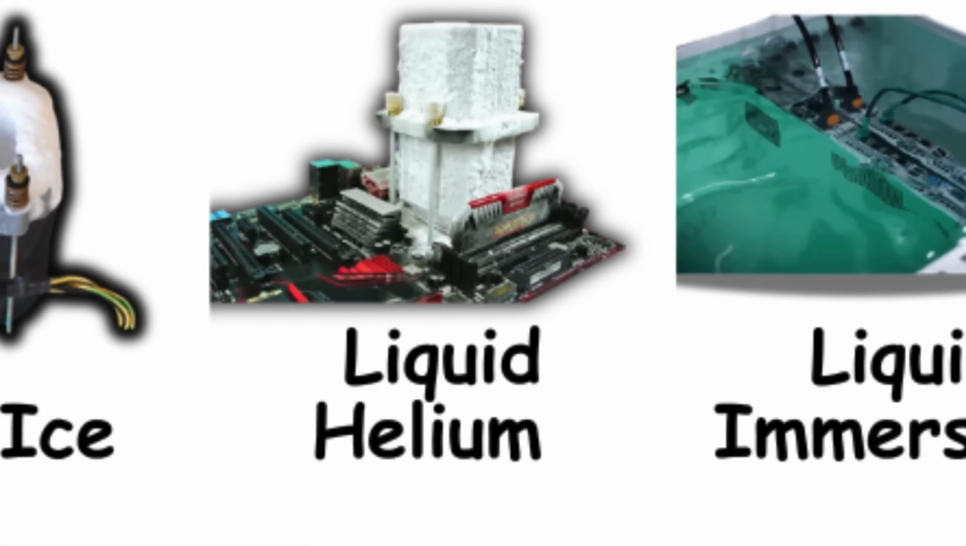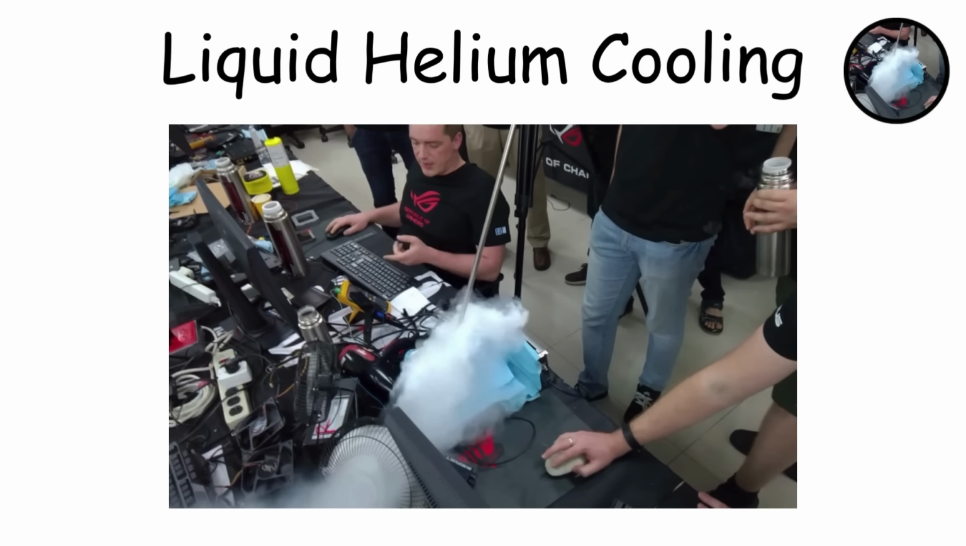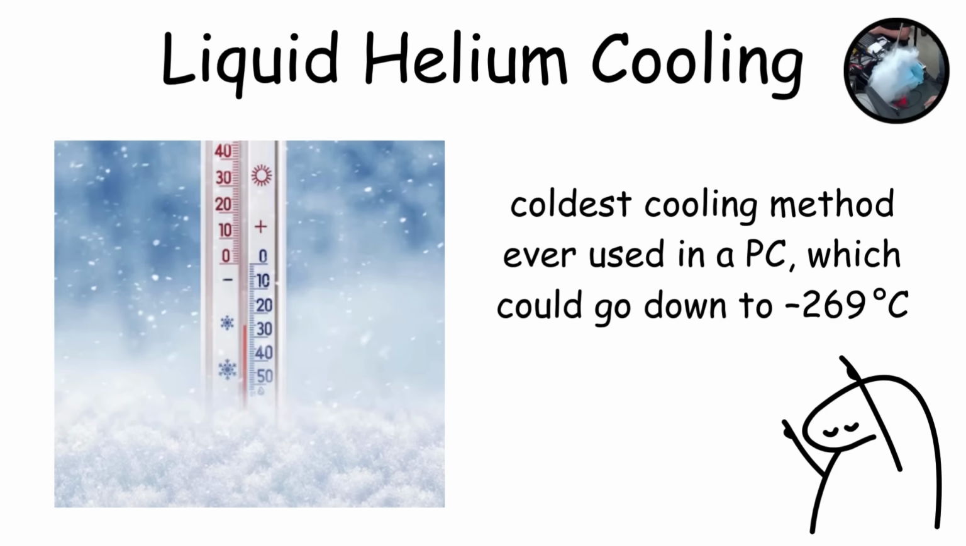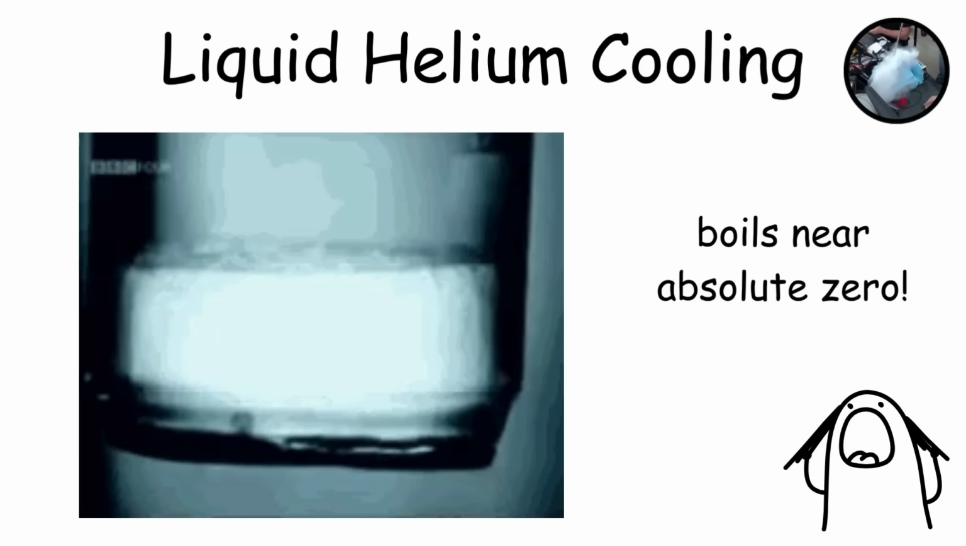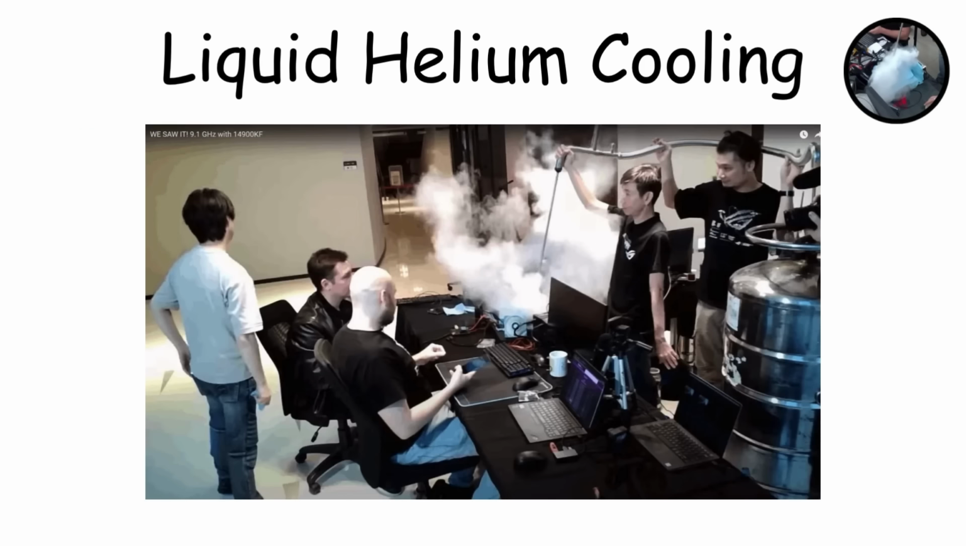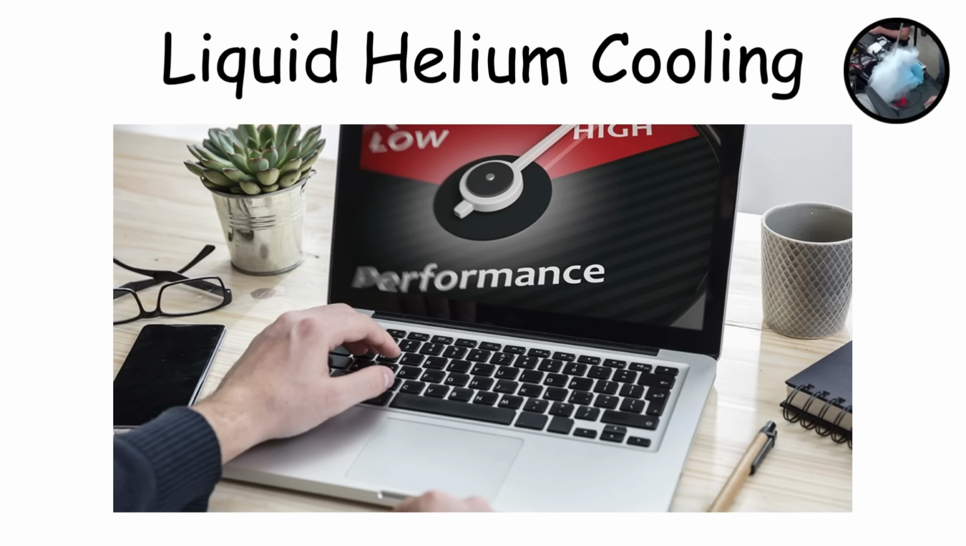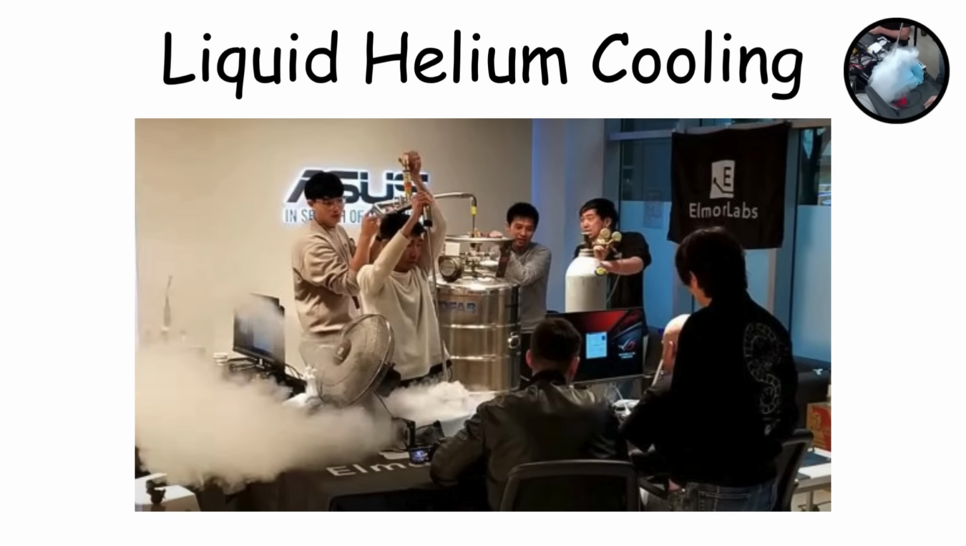Liquid helium cooling. This is the coldest cooling method ever used in a PC, which could go down to -269 degrees Celsius. Liquid helium is a cryogenic fluid that boils near absolute zero. When poured into a cold pot mounted on a CPU or GPU, it delivers unmatched cooling power, briefly pushing processors to the edge of what silicon can handle. It's used solely for record-breaking overclocking attempts.